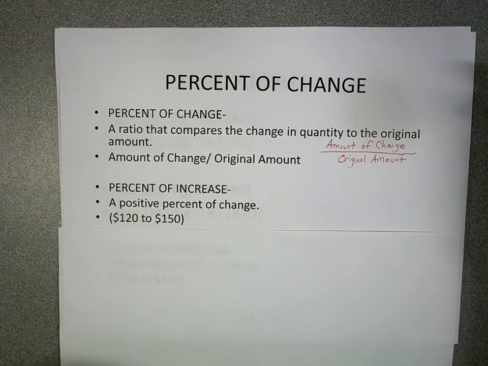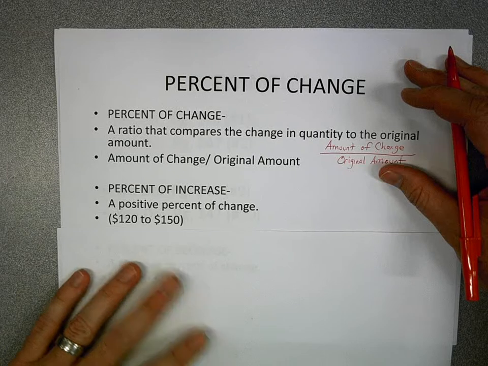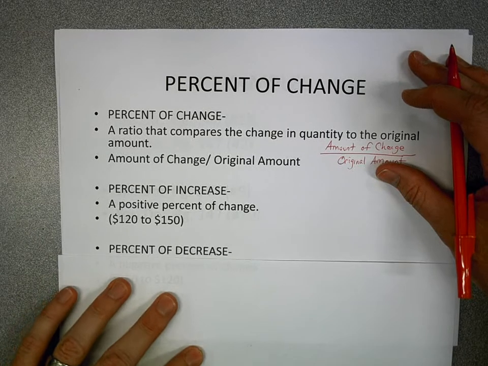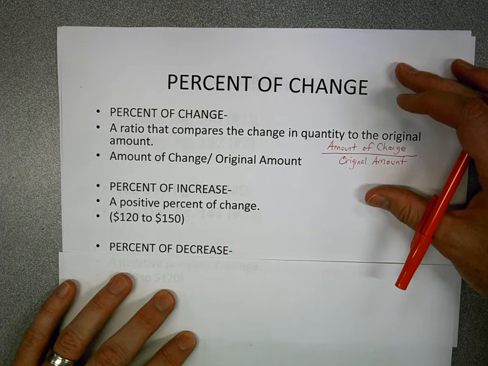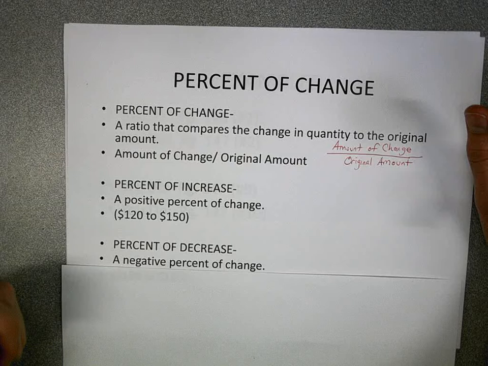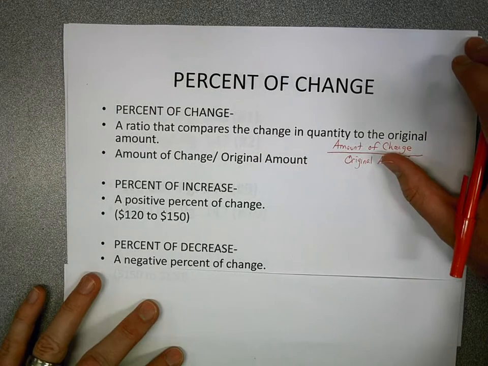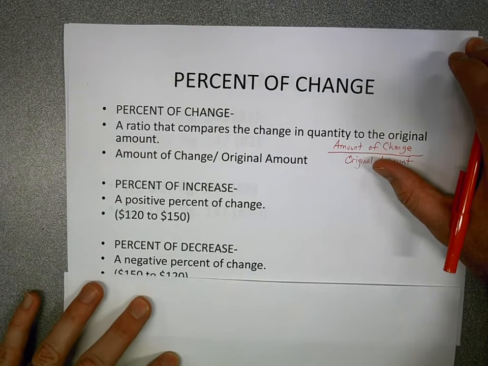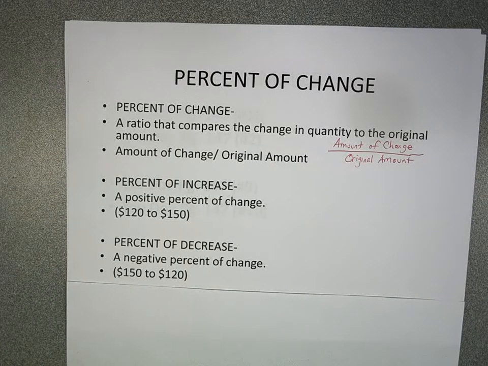Now, remember I said there's two types of percent of change. Percent of increase is one, and you're probably thinking ahead and know what the next one is. It's percent of decrease, everyone? Percent of decrease. So here's what your book says: this is a negative percent of change. Go ahead and write this down in your little box: $150 to $120. It's going the opposite way, right? It's dropping in price. That's why you'd find a percent of decrease for a problem like that.